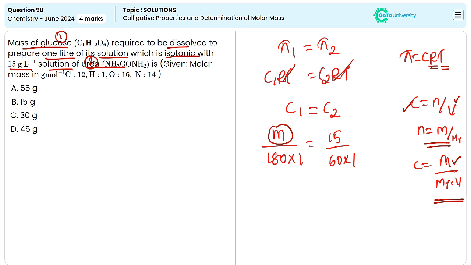Here m is the mass of glucose that is to be calculated and 180 is molar mass of glucose. Volume is given as 1 liter and in case of urea, the mass is given as 15 gram per liter. So the molar mass is 60. Now by rearranging this equation, we can find out the mass of glucose m, that is equal to 180 divided by 4, that is equal to 45 gram. Option D is the correct answer.